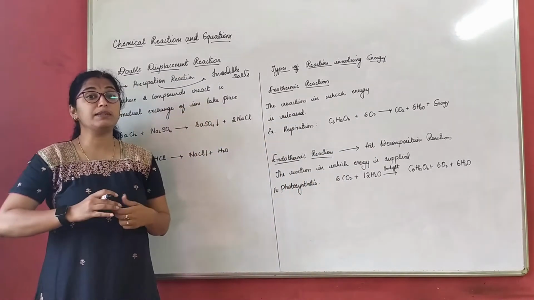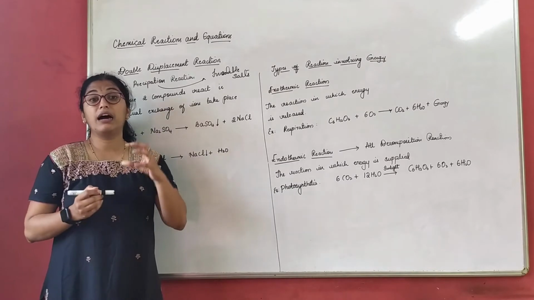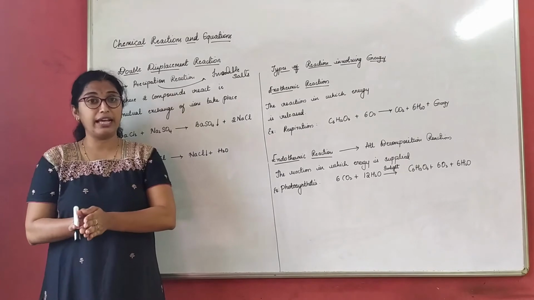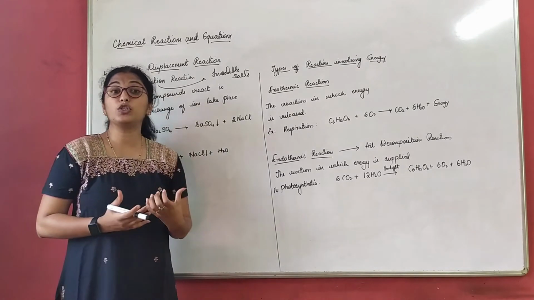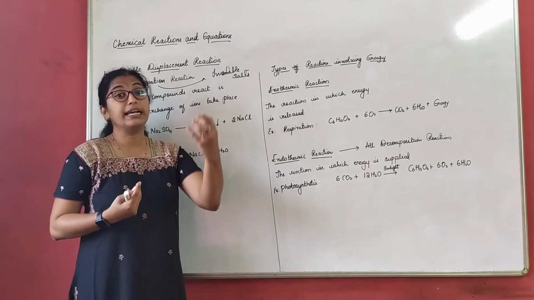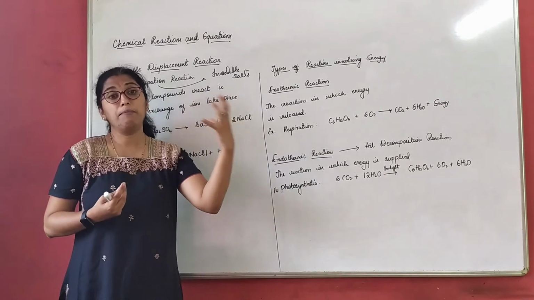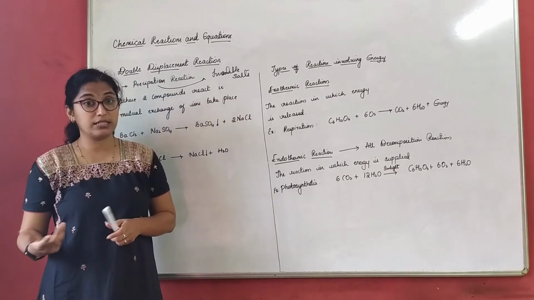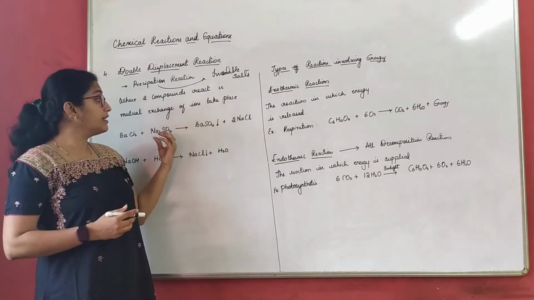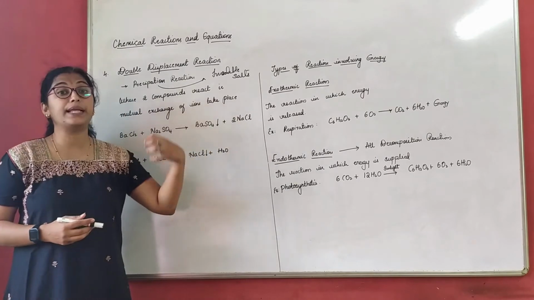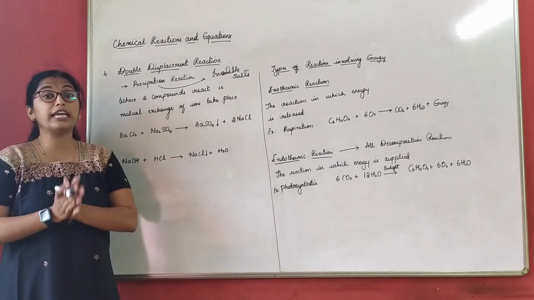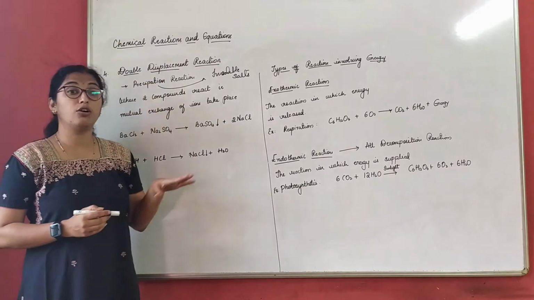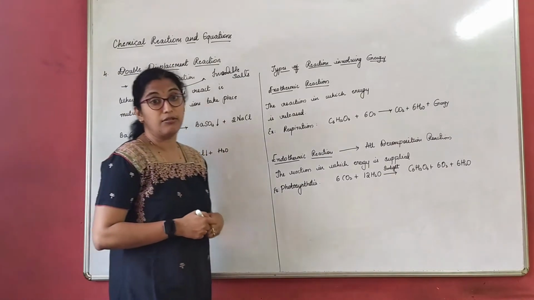Now in displacement reaction, what was happening? A more reactive element was replacing a less reactive element, right? But there was no residue formed; a metal or something would be left over or deposited. Here, whatever is formed, is formed as a precipitate, which is nothing but an insoluble salt. So we call double displacement reaction also a precipitation reaction.